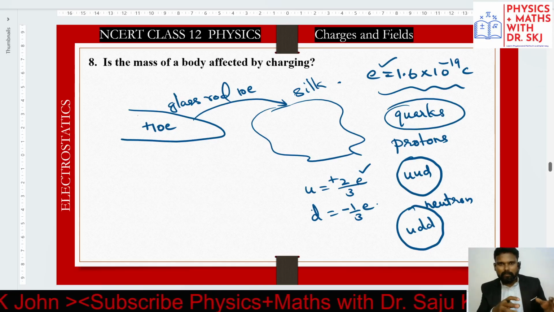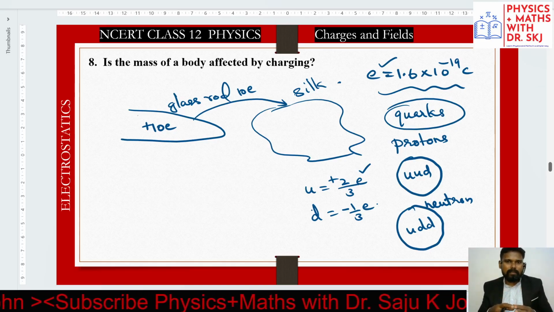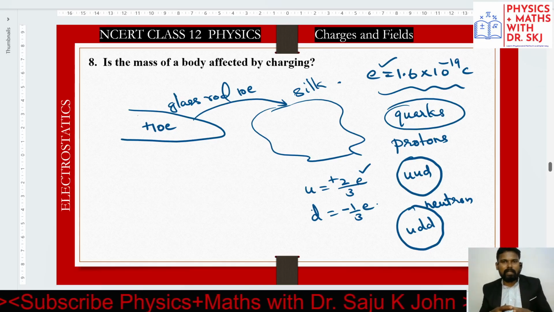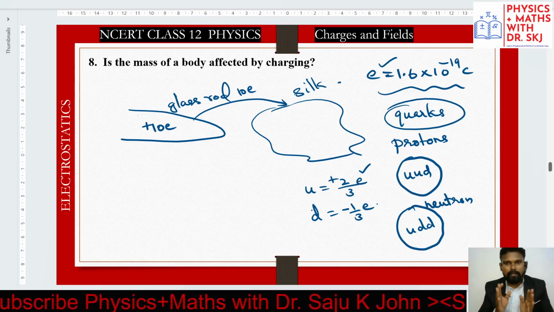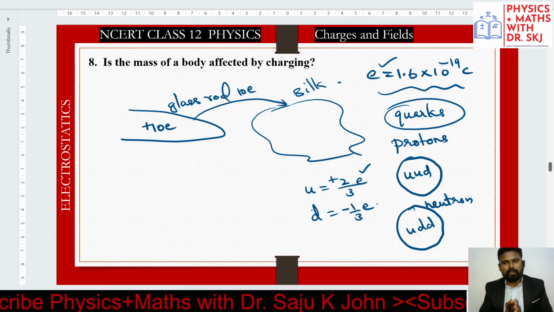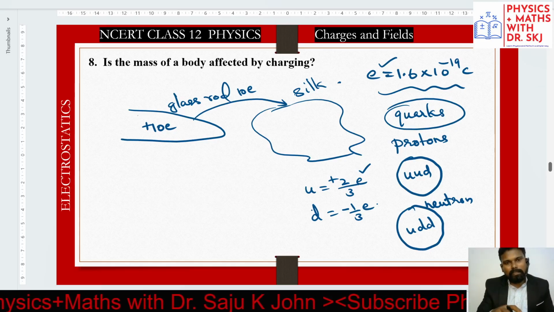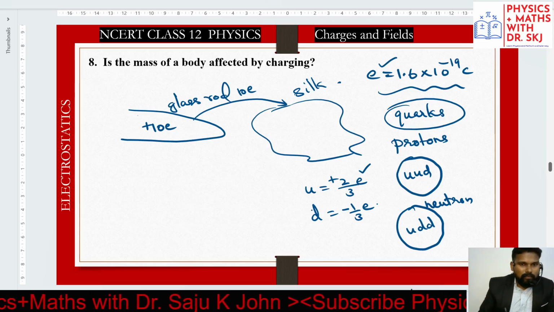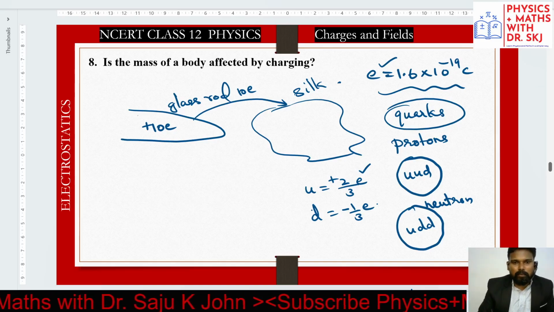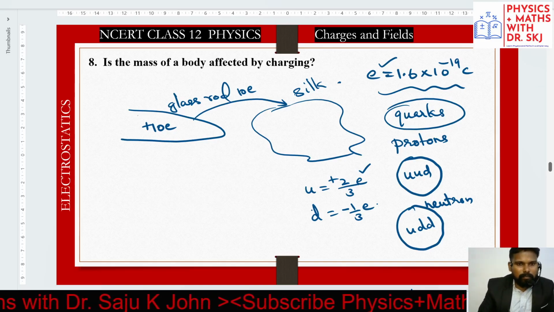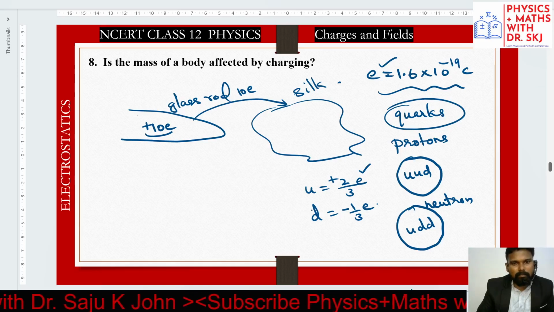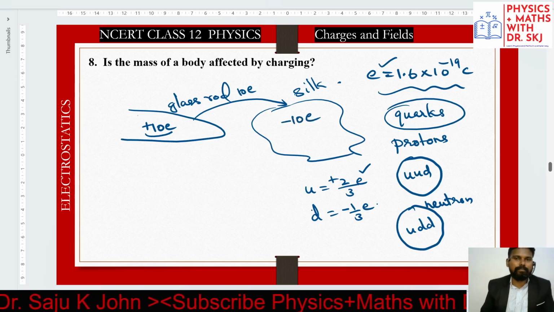So the smallest charge that can be transferred from a body is E, which means 1.6 into 10 raised to minus 19 coulomb, is the smallest charge that can be transferred from one body to another. So when 10 electrons are transferred from glass rod to silk, glass rod gets plus 10E charge and silk gets minus 10E charge.